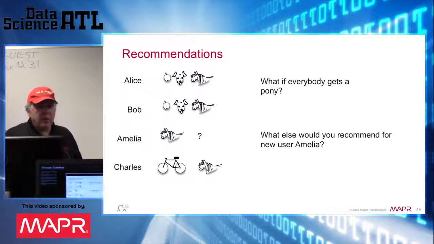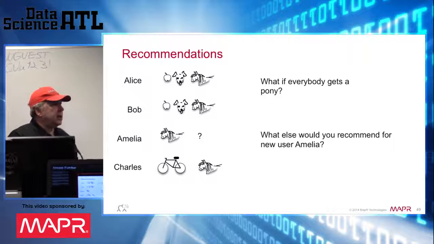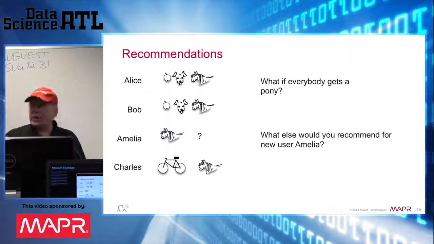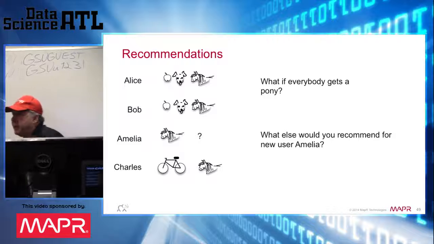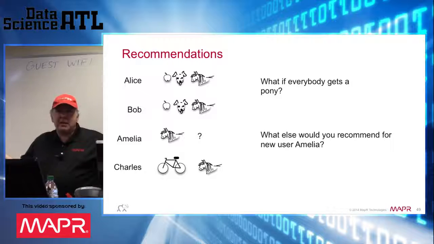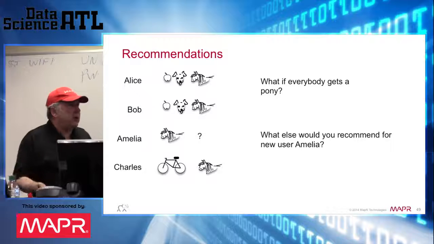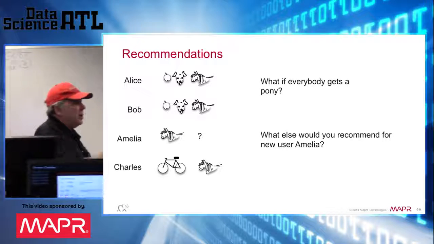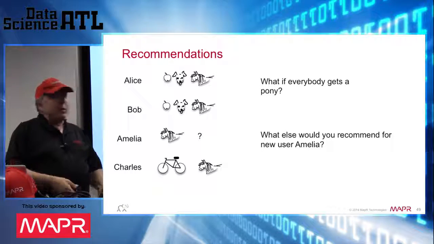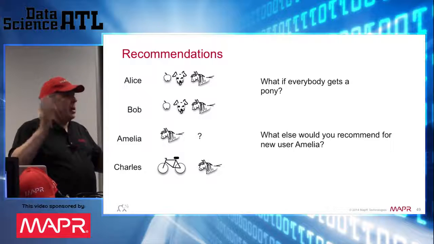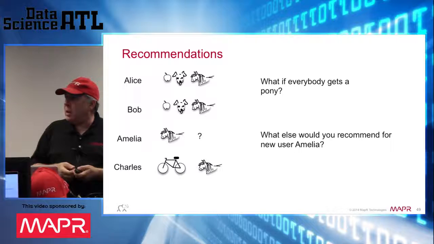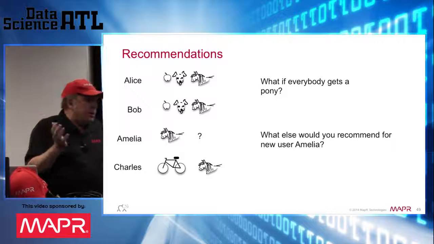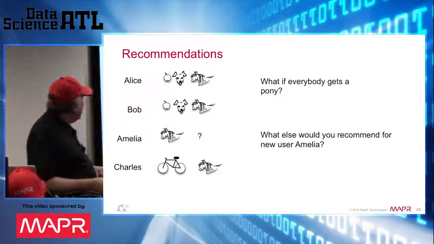Now, if everybody wants a pony and Amelia walks in and says she likes a pony, what else should we recommend to her? We just learned nothing except that she's just like us. She's one of our users. Everybody wants a pony. She wants a pony. Yawn. Give her whatever's popular, an apple or a puppy or something. It's not really a recommendation. It's just a greatest hits type thing. Greatest hits is a good recommender, but it's not really what we're trying to build here.